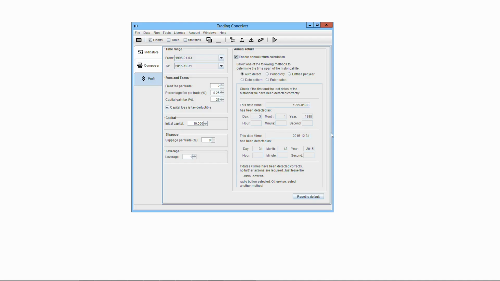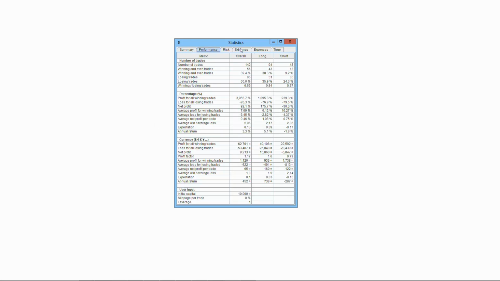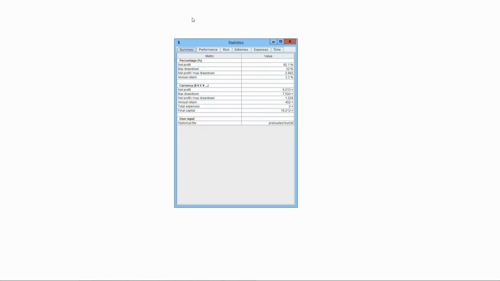All the following part of this video pertains to the annual return and to what is needed in order to calculate it. Annual return is the average yearly return and appears in the statistics window. In order to compute it, it's necessary to know the time span in the historical file. This is required only if you are interested in the annual return. For all other metrics, in statistics and all other features in general of Trading Conceiver, date and time as expressed in the historical file don't need to be understood by the software.